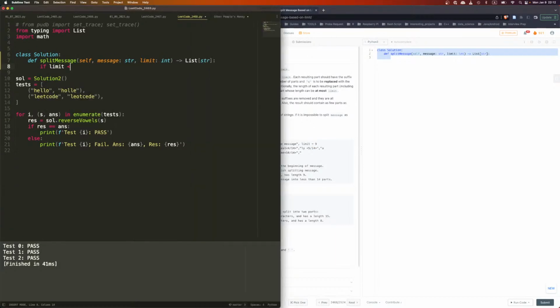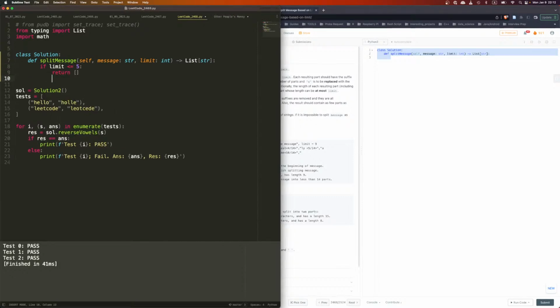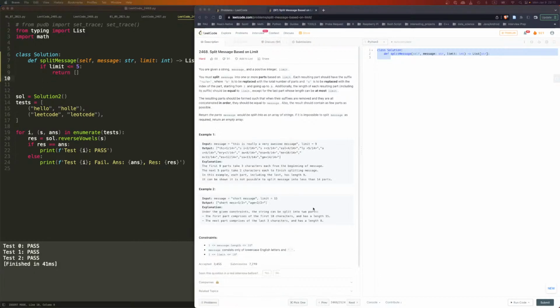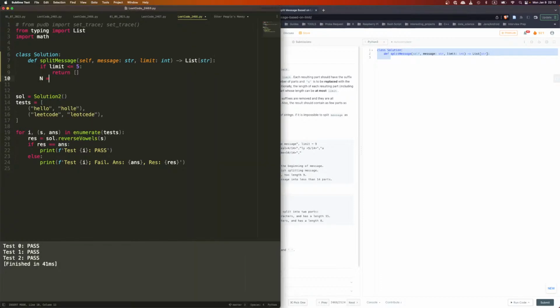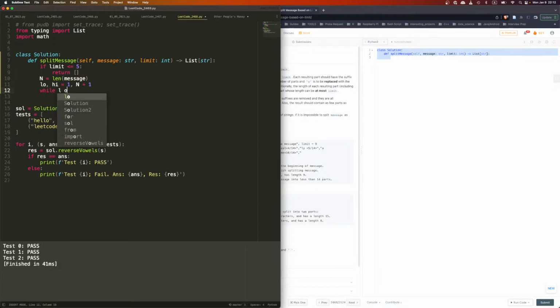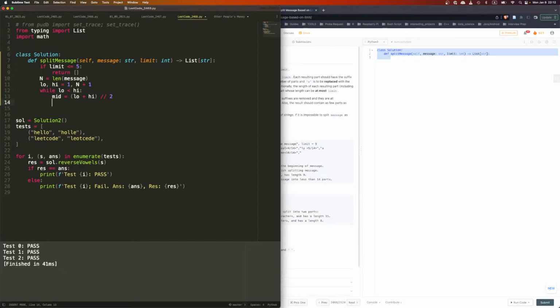All right, first of all, if it's smaller or equal to 5, then just return that this is not possible. Okay, then what we're going to do is n equal to length of message. Then we say low, high will equal 1 and n plus 1. While low is smaller or equal to high, mid is low plus high divided by 2. Now we're going to try if mid is possible.